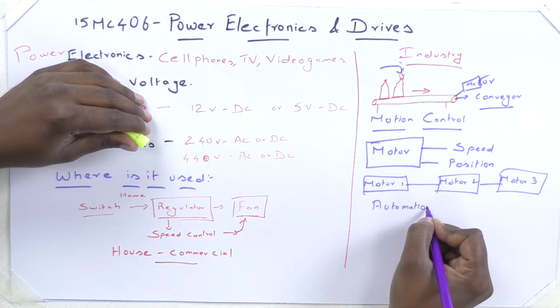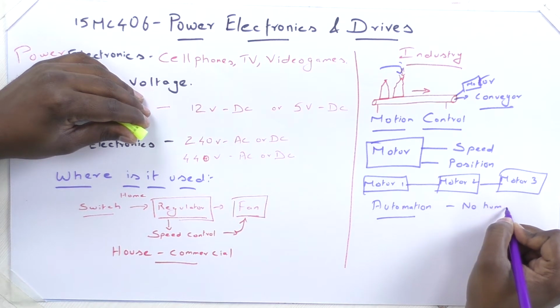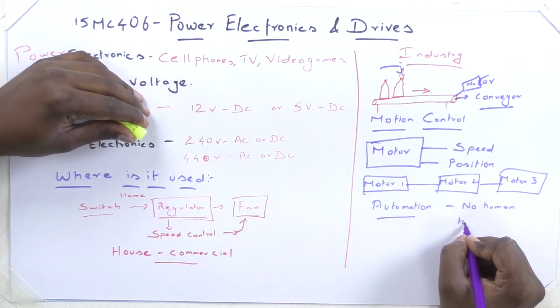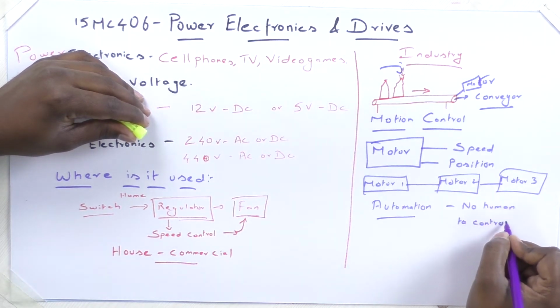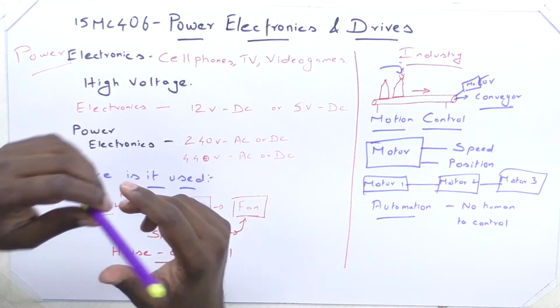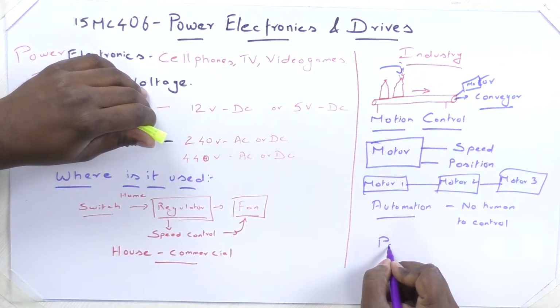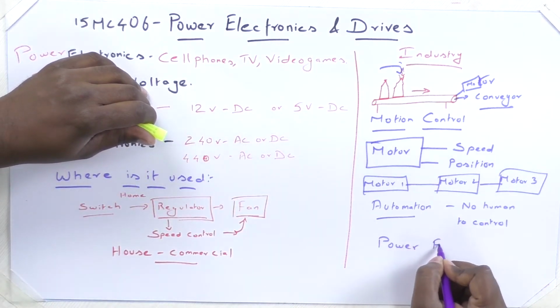Mostly it will be automated, where no human will be present to control the speed. So in that case, how will I get it done? It's like turning the regulator, but you might not be there to turn the regulator. So how will I get it done? This is where we use something called power electronics.